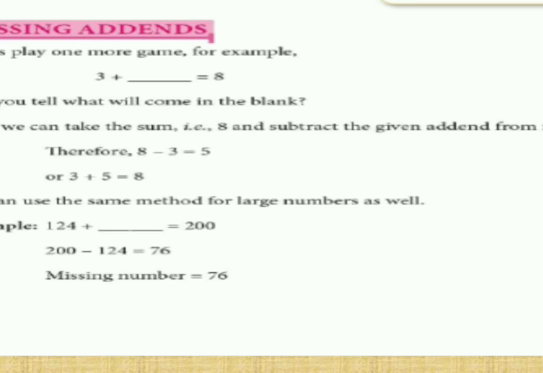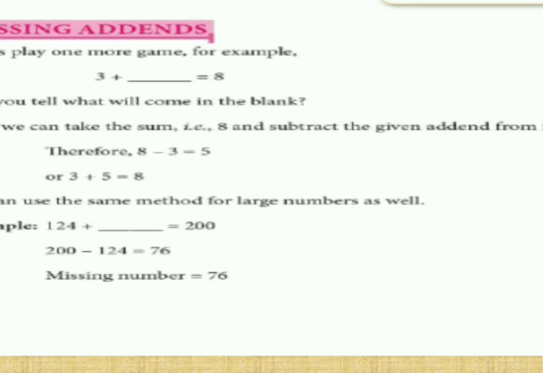Can you tell what will become in the blanks? 8 minus 3. Yes, 8 minus 3 is equal to 5. 3 plus 5 is equal to 8. We can use the same method for large numbers as well.